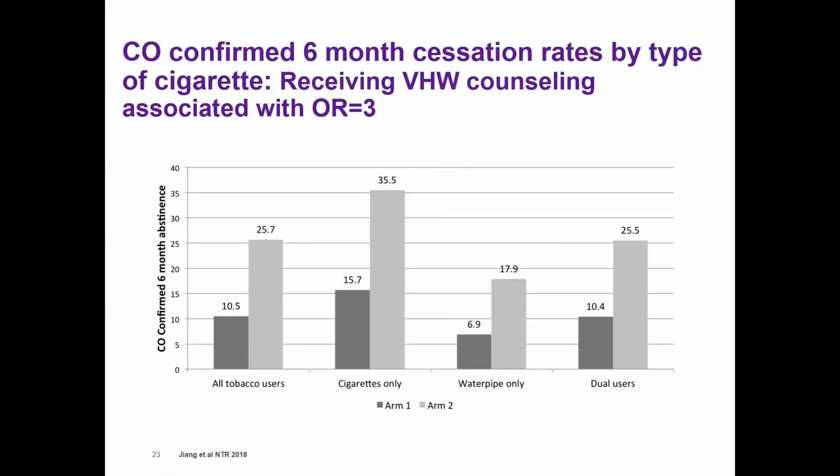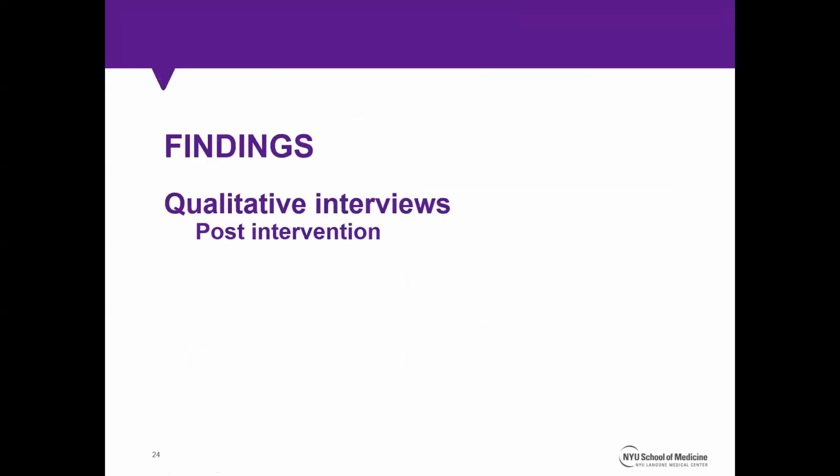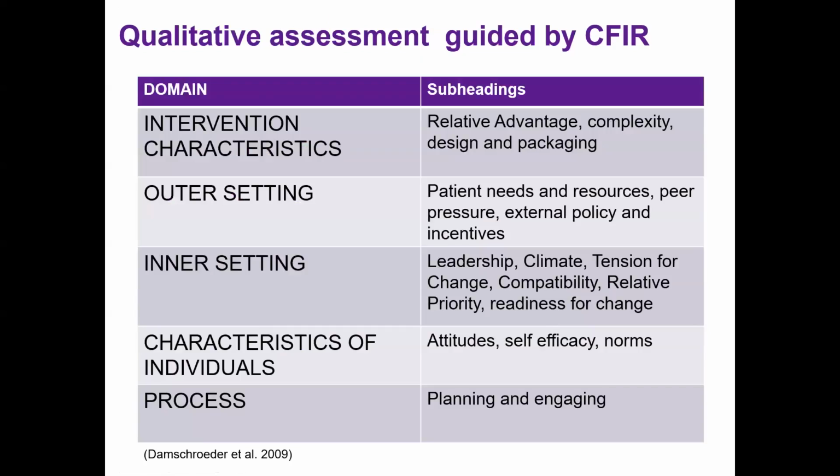And the CO confirmed, by the way. Is it continuous abstinence for 6 months or 7 days? It was 7 days. Right. That's at 6 months. So I should actually ask you for that.